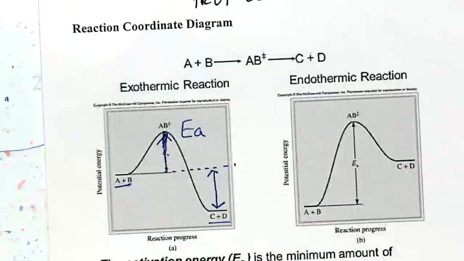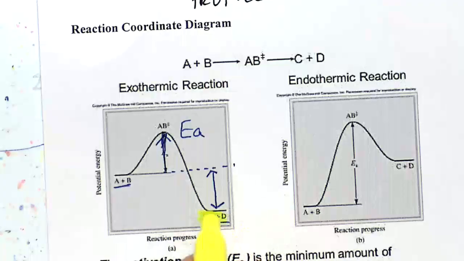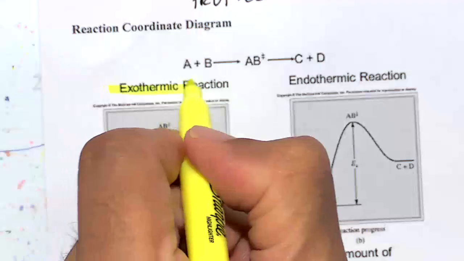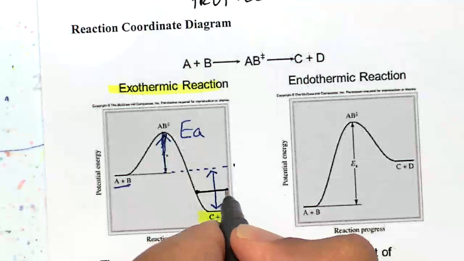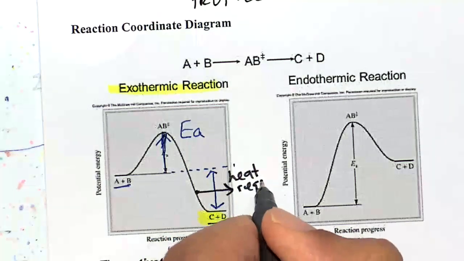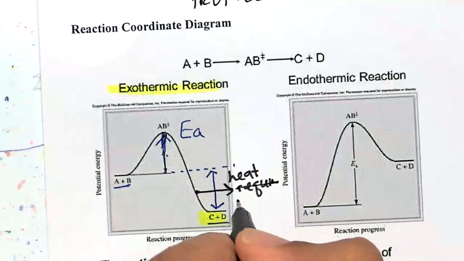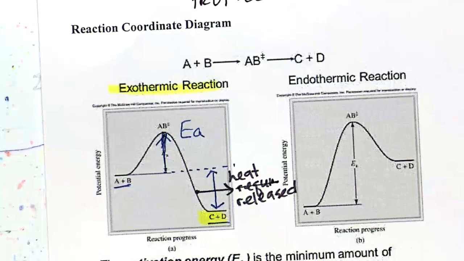And in some cases, the products release energy. They release heat to the surroundings. So we call that an exothermic reaction. This is heat that's released to the outside, to the surroundings. Heat released. And it's usually released to the outside.